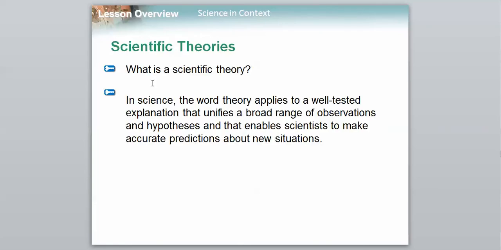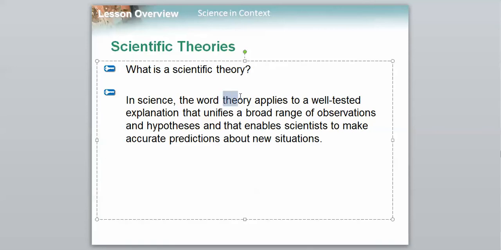And in science, the word theory applies to a well-tested explanation that unifies a broad range of observations and hypotheses, and that enables scientists to make accurate predictions about new situations. Now that word is a mouthful, and in class, I'll try to break this down for you a little bit, but for right now, maybe get down theory and get it well-tested explanation that brings together a bunch of observations. And I'll get to the rest of that in class because that is a mouthful and I don't want you guys to freak out about that.